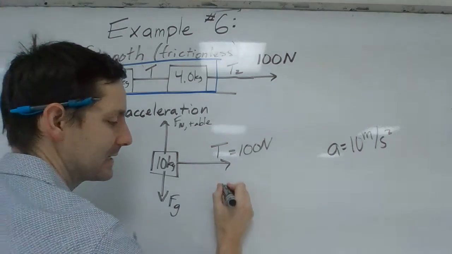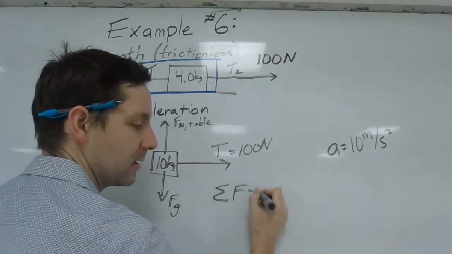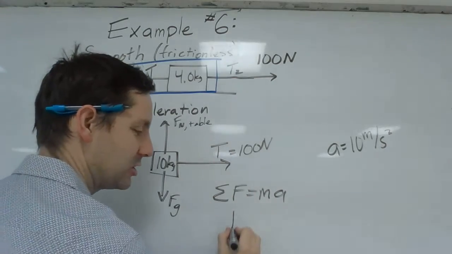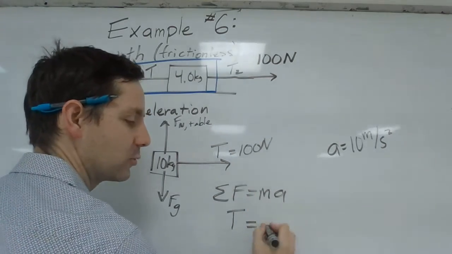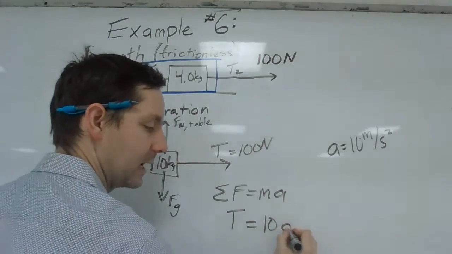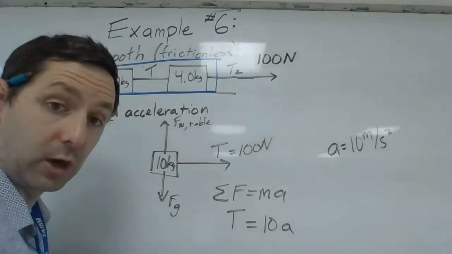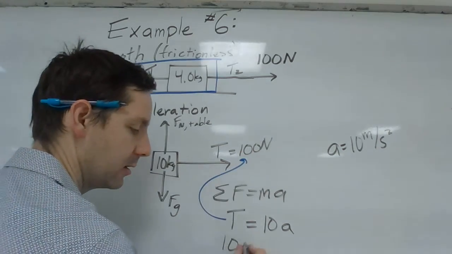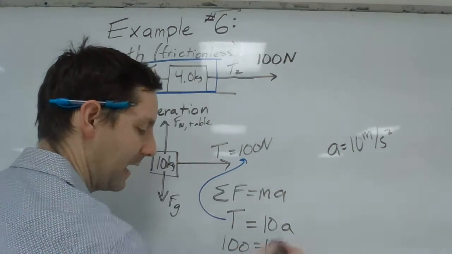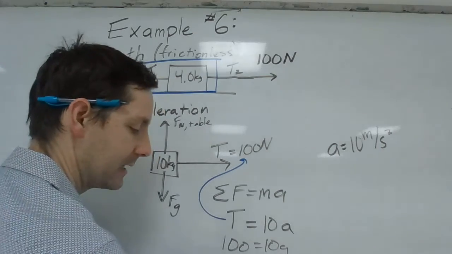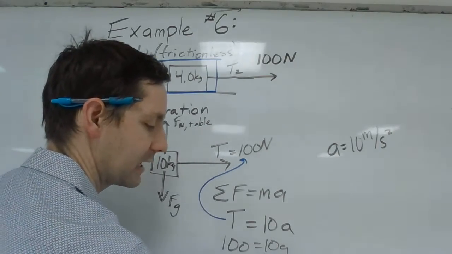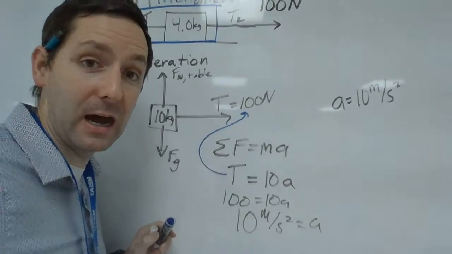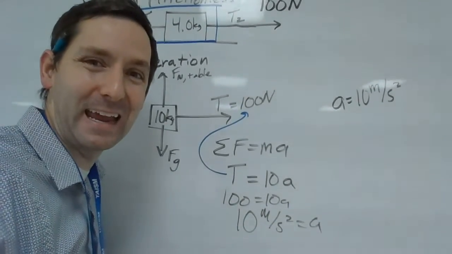But I can say that the sum of the forces equals mass times acceleration. So the sum of the forces here is just the tension pulling to the right equals the mass, which is 10, times the acceleration. And that tension, of course, is 100 newtons. So I just go 100 equals 10a, and I get, divided by 10, that 10 meters per second squared is my acceleration. Ta-da! How about them apples, eh?